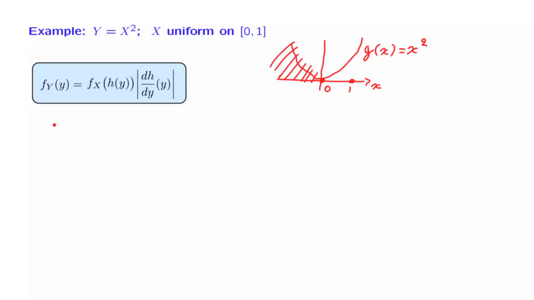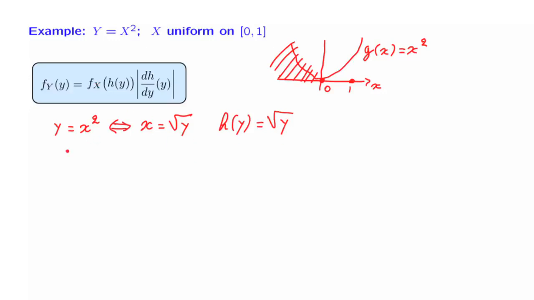So what is the correspondence? Y is going to be equal to x squared. That's the g of x function. And when that happens, we have the relation that x is going to be the square root of y. This tells us that the inverse function, h of y, which tells us what is the particular x associated with a given y, the inverse function takes the form square root of y.